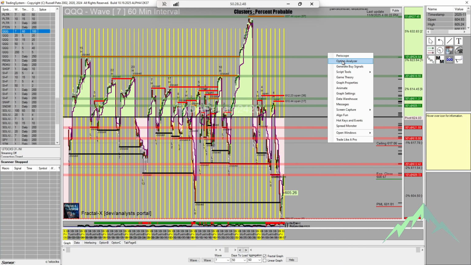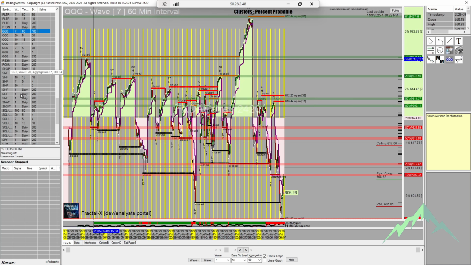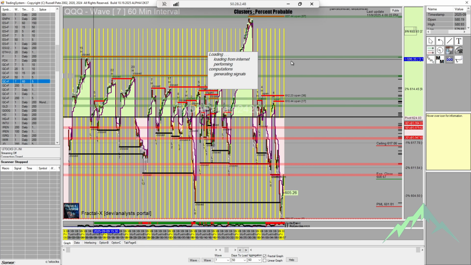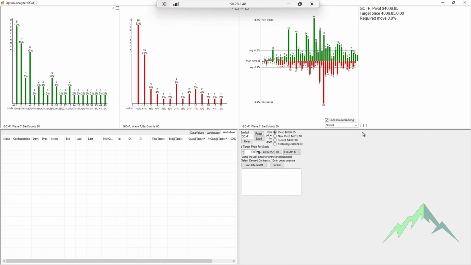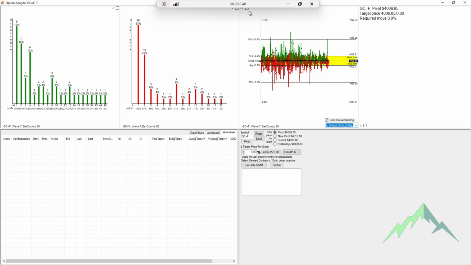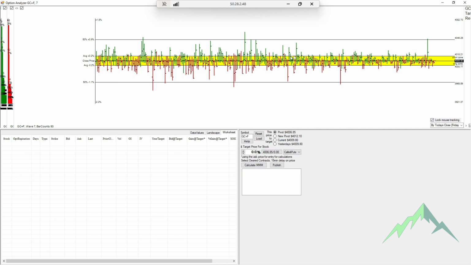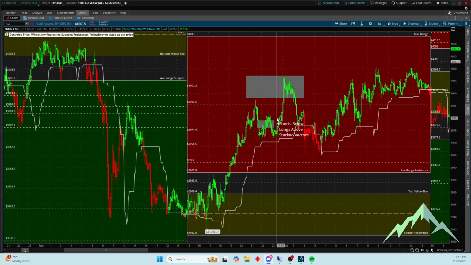Now, on gold, the values are a little off right now. I don't know why. Going from Friday into Monday, the values seem to get a little messed up. So I'll show you guys right now. Again, you go to the 7-wave 60-minute option analyzer, drop this down by today's close. And you notice how there are a lot more candles breaking out of each side, and that's why there are more white dash lines on the gold yellow box compared to QQQ.